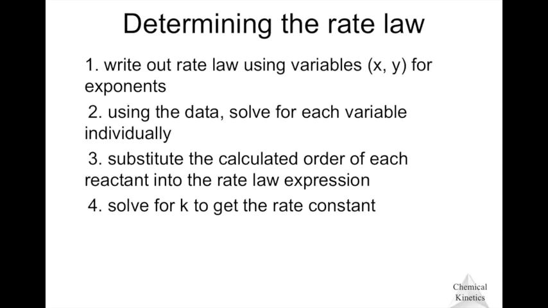So how do you determine a rate law? Again, this is done experimentally, so you'd have some data to look at. So basically, you'd write out your rate law using variables for your exponents, and then using that experimental data, you can figure out what your variables are individually. And once you've done that, you can take any of the data from that experiment and substitute it in to figure out your K, your rate reaction constant, and then you're good to go.